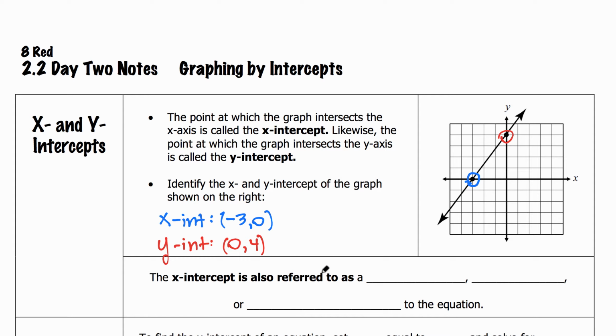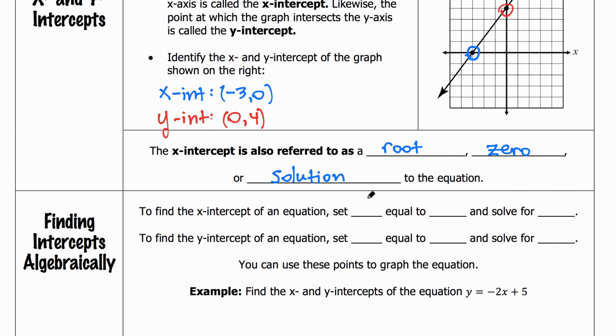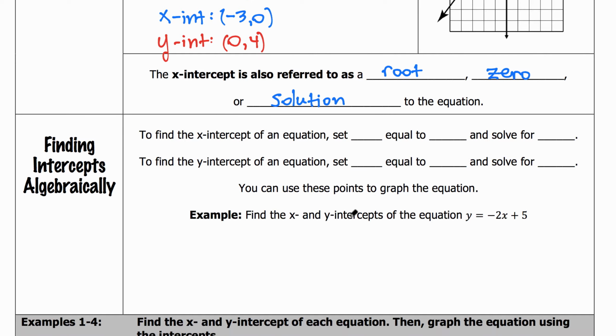The x-intercept also has other names that we refer to it as. We sometimes call the x-intercept a root. We sometimes call it a zero. And we sometimes call it a solution to the equation. So anytime you see one of these three words, root, zero, or solution, it's just talking about the x-intercept of that graph.